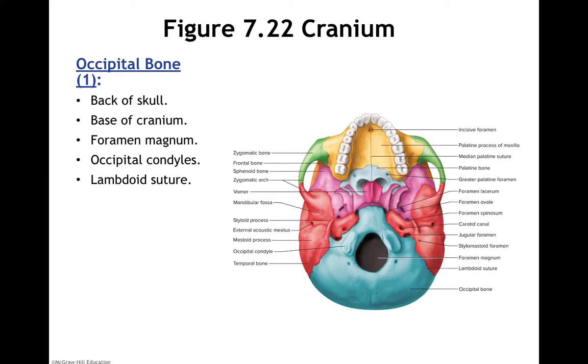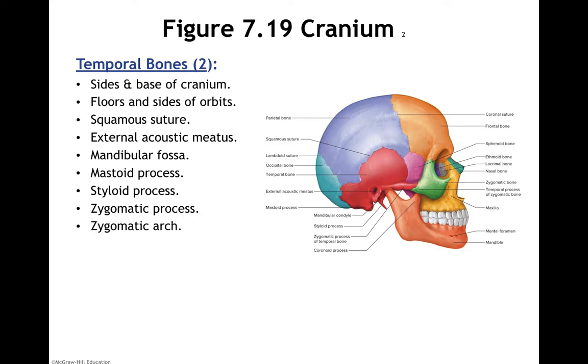On the occipital bone, which makes up the back of the skull, we also have the base of the cranium, the foramen magnum, where the spinal cord is going to come out, the occipital condyles, and the lambdoid suture. Temporal bones make up the sides and the base of the cranium. They're floors and sides of the orbits. They have the squamous suture, the external acoustic meatus for the ear or the ear canal, the mandibular fossa, the mastoid process. There is a styloid process in the cranium.